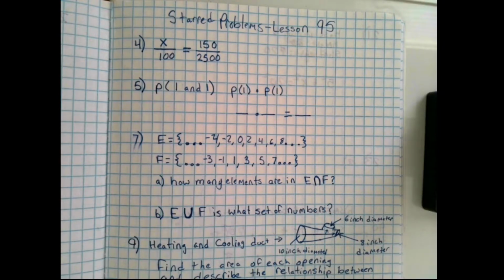Now, the first starred problem on today's homework is question number 4. Question number 4 talks about fuel economy, and it says that in Europe they talk about their fuel economy in gallons per 100 kilometers. And you're given that a vehicle took a trip and used 150 gallons to go 2,500 kilometers.